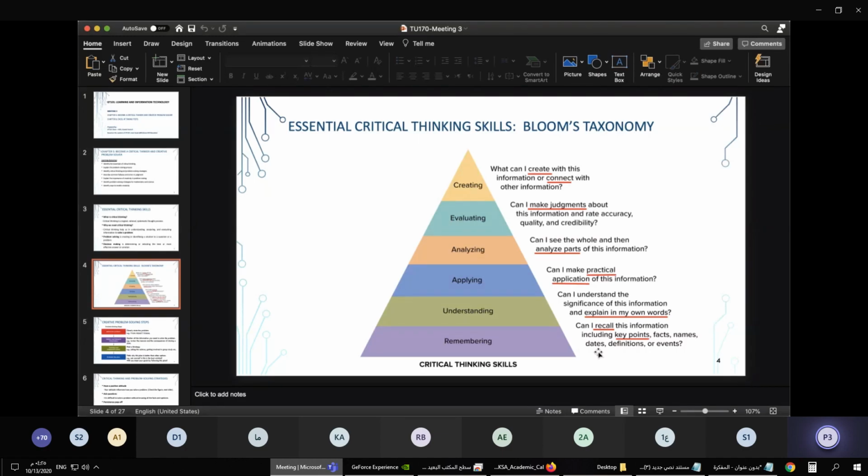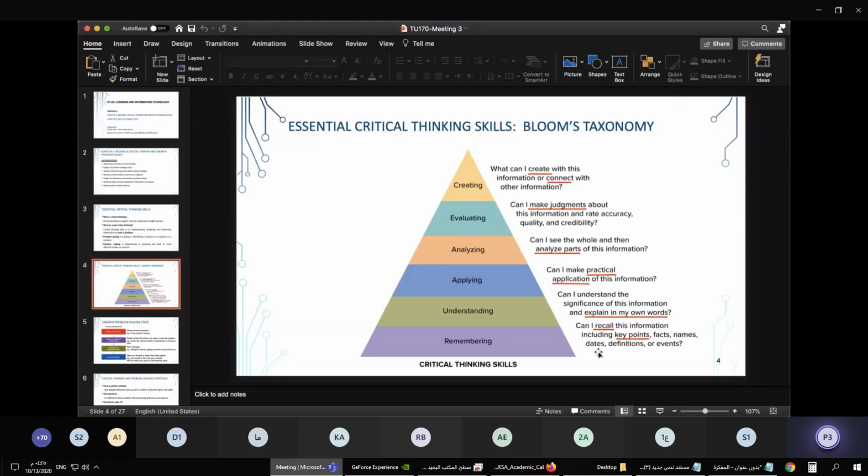in your own words, applying, you apply the information in practical, analyze the result of the application or the process of applying the solution, evaluating, you make the judgment of the information, the accuracy, the quality of the solution, creating information to connect with other information.